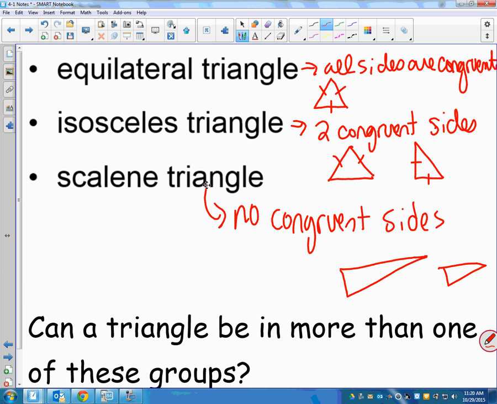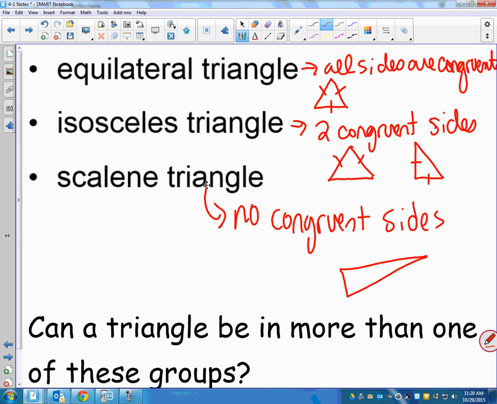I don't even look at triangles. It's like the exact same. I can only draw two types of triangles. Whenever they decide to draw scalene, and they always do, the middle triangle. So what about this one? Can a triangle be in more than one of those groups?